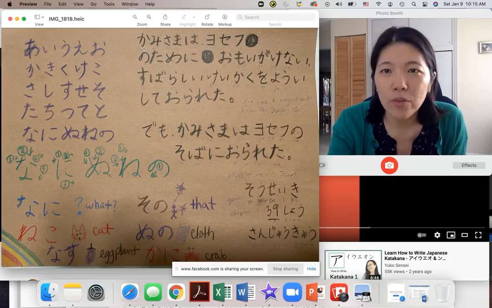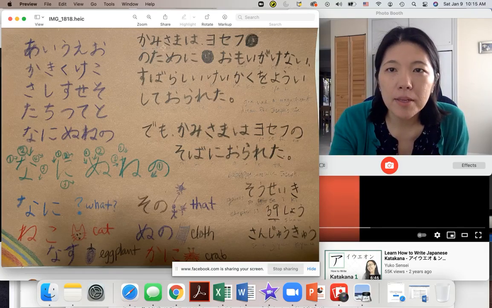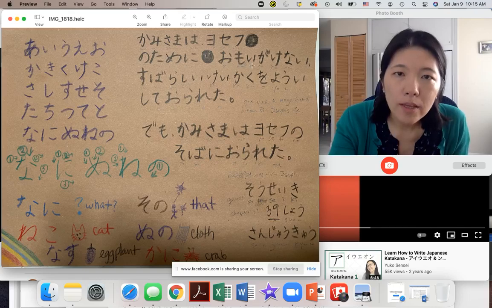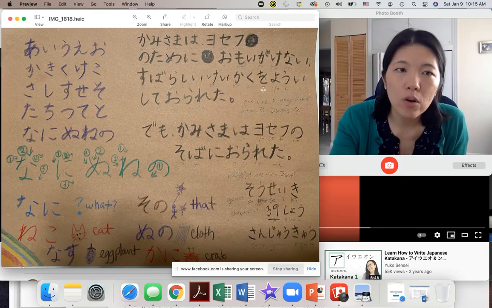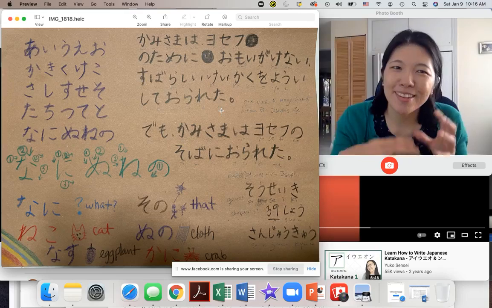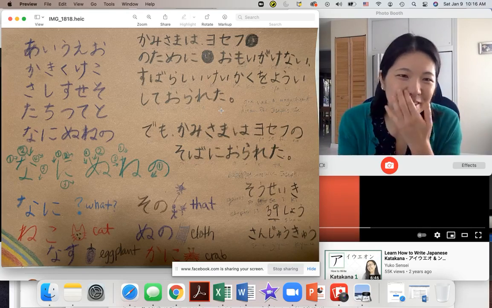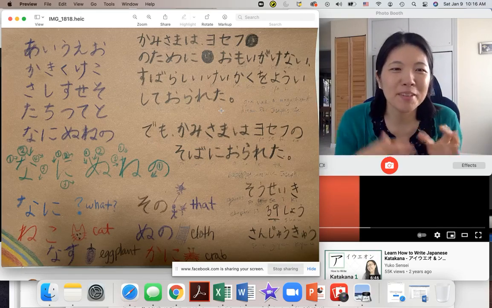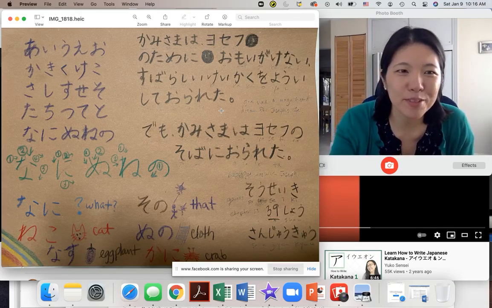So basically, as a whole thing, I'll read again slowly. Kami-sama wa Yosefu no tameni omoigakenai subarashii keikaku o yoi shite orareta. So God had a magnificent, this is like one word in English somehow, the unexpected and wonderful. I guess Japanese interpreted that way, but a magnificent dream for Joseph's life.